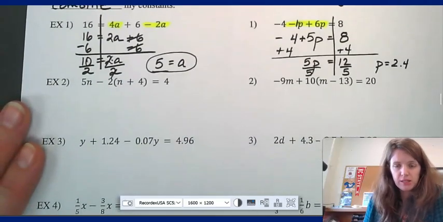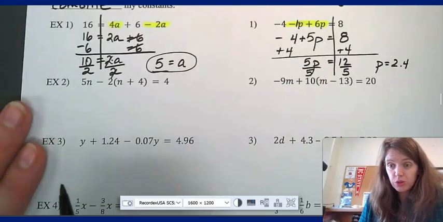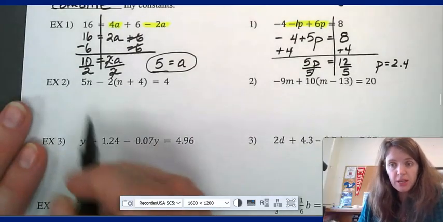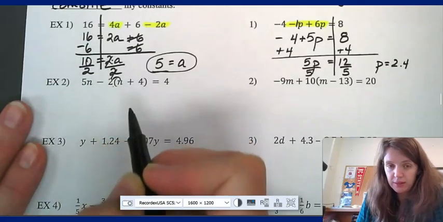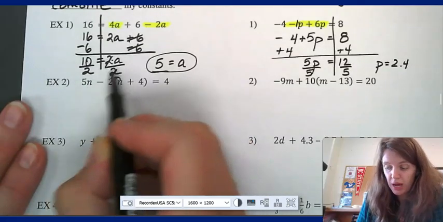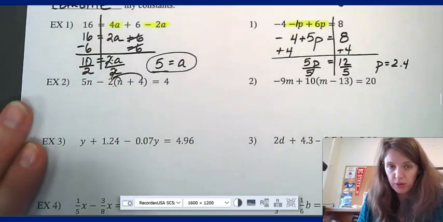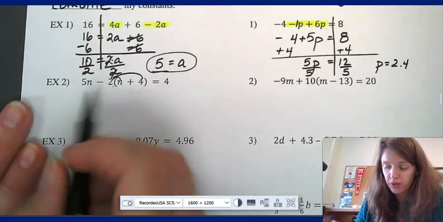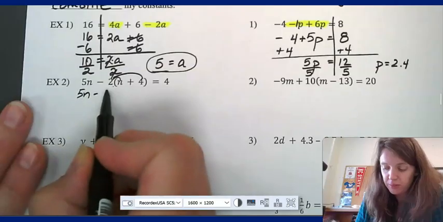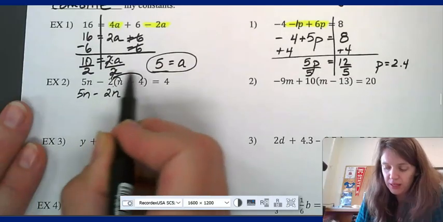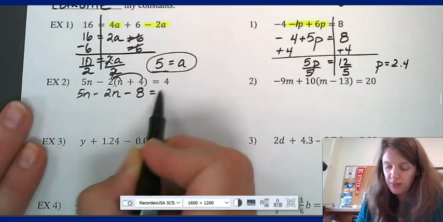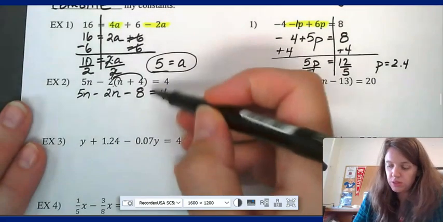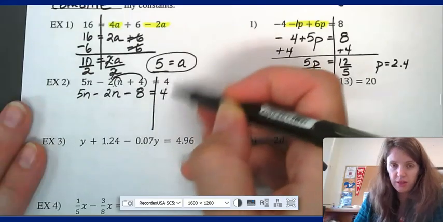All right, let's go on to the second example. Here, we're going to have to use some distribution to start our problem out. So we have 5n minus 2 times n plus 4, right? We're going to do 2 times n and 2 times 4. Just like when we see parentheses, we know we need to distribute there. So we've got 5n minus 2n, and then negative 2 times positive 4 is going to give me a negative 8. And that equals 4 still. So I still have the same answer on this side, nothing changes.